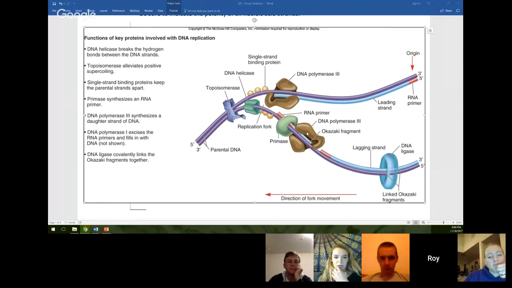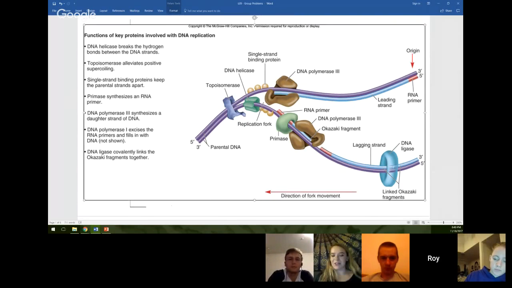That's a brown thing. And then the DNA polymerase 1 excises the RNA primers and fills in the DNA. And then the DNA ligase covalently links the Okazaki fragments together. And that's it. So yeah, if you're watching this, make sure you draw this out. Use your own handwriting. A diagram here, but you can't really see it on the video, so.